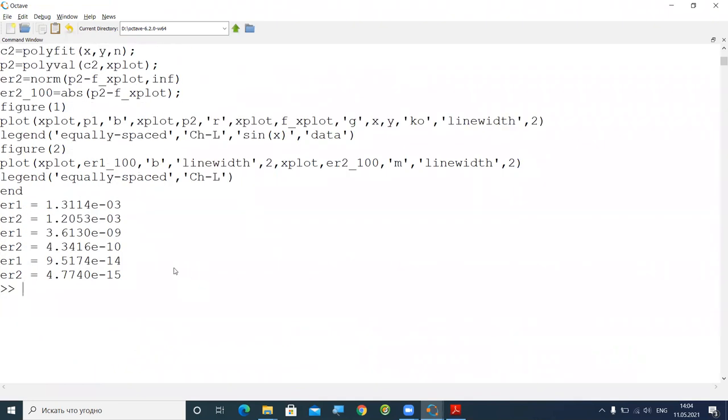So let's do it. A is minus 2 pi, and B is 2 pi. And let's define the function f at x. So it will be 1 over 1 plus x squared, the Runge function. Okay, now let's go from the beginning. So x plot, then f x plot, the evaluation of f. Then open the loop again.